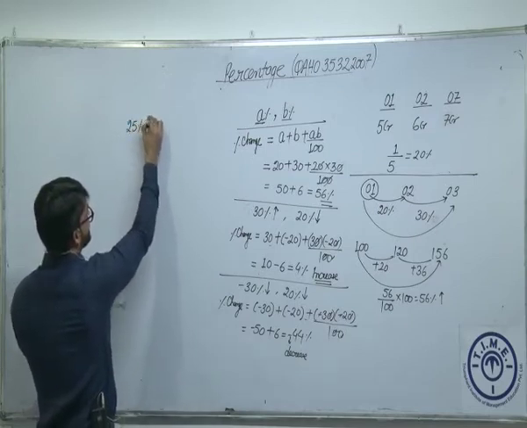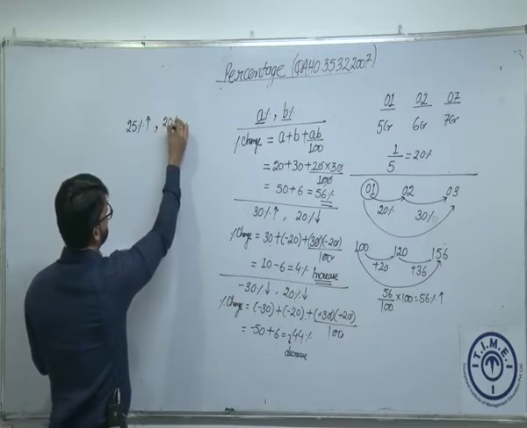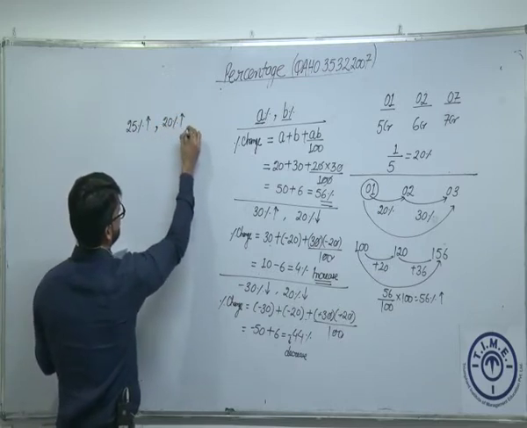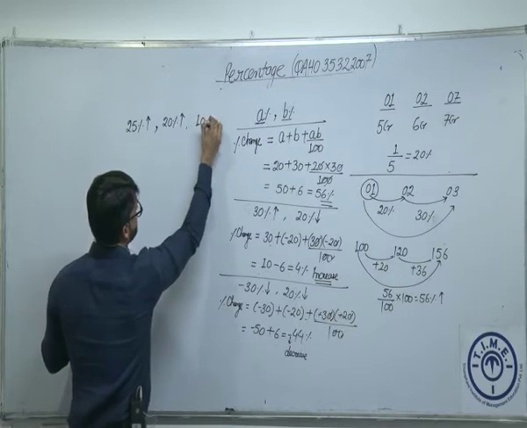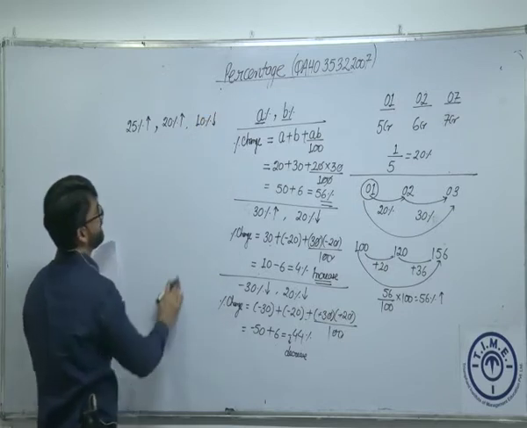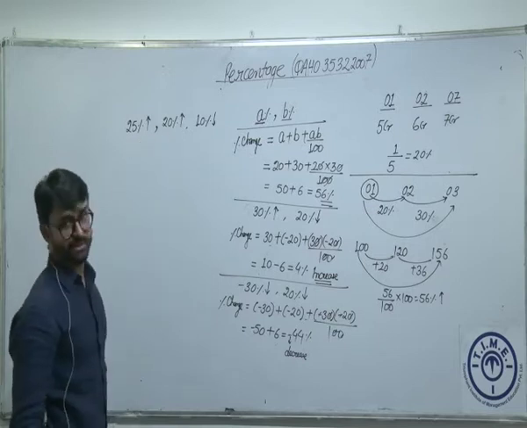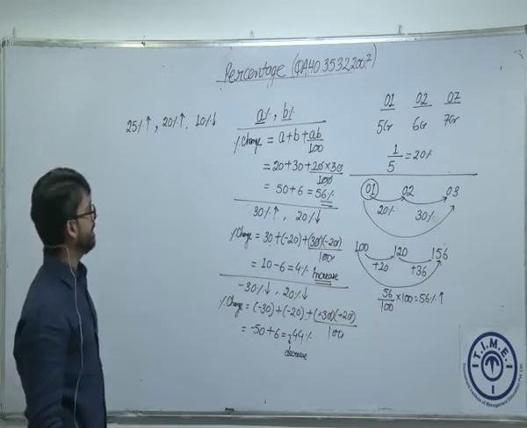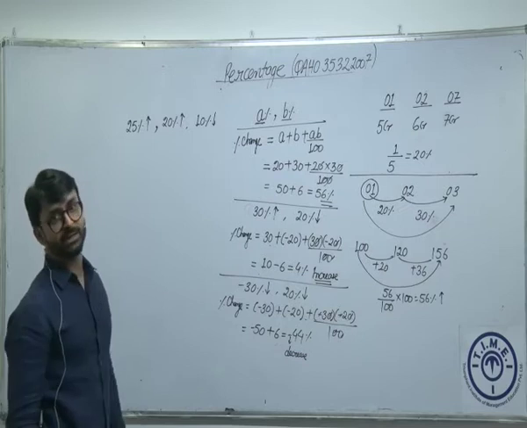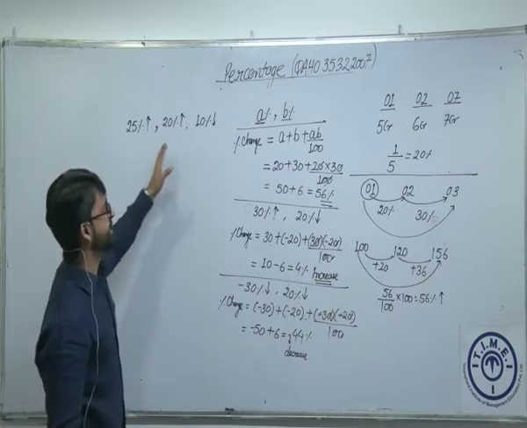25% increase, 20% increase, 10% decrease. The problem with this expression is there are 3 percentages. Is it okay? There is not a problem in this actually. If you look at this closely, percentage changes are in succession.